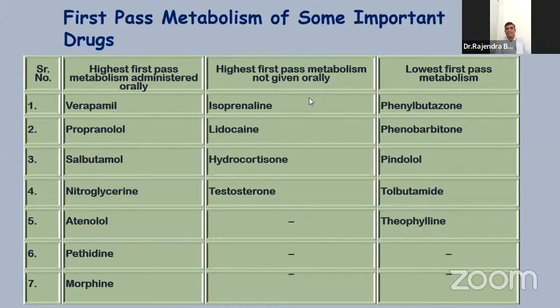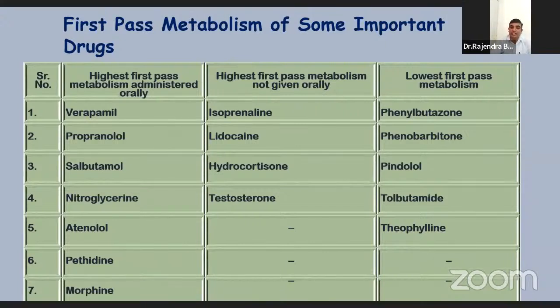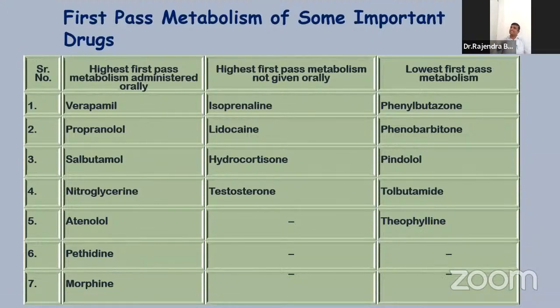There are other drugs which have a high first pass metabolism but are not administered orally. There is isoprenaline, and lidocaine. Lidocaine is nothing but a local anesthetic. Lidocaine is also called lignocaine, which is also called xylocaine. Why is it called xylocaine? Because a xylene ring is present in lidocaine. Then hydrocortisone and testosterone. These are steroids. Hydrocortisone is a corticosteroid. Testosterone is a male sex hormone.